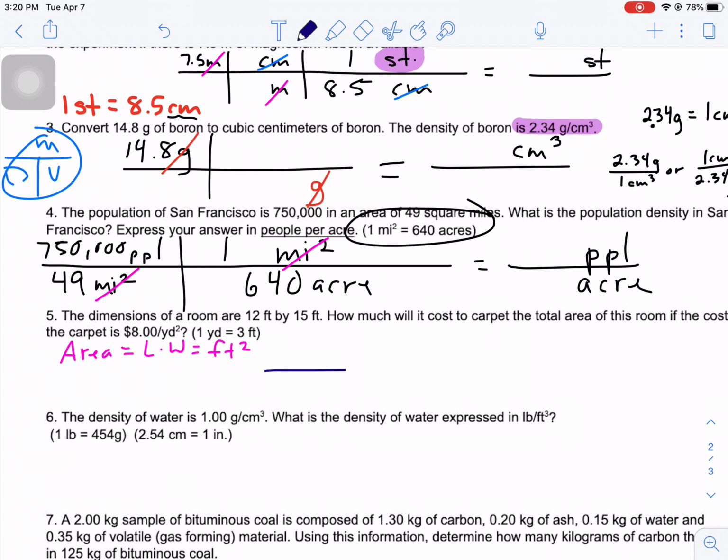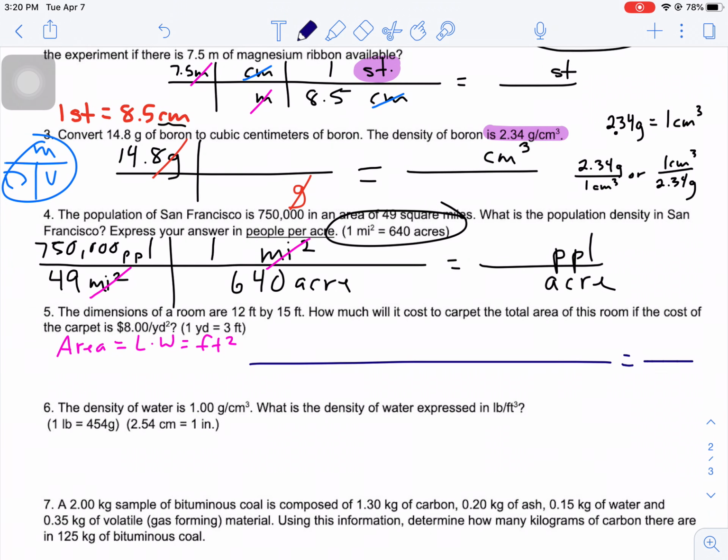So I'm going to set the problem up, and basically our ultimate goal for this problem is to decide how much will it cost. Okay, what is the cost? How much will it cost? All right, and we know that cost is measured in dollar bills.